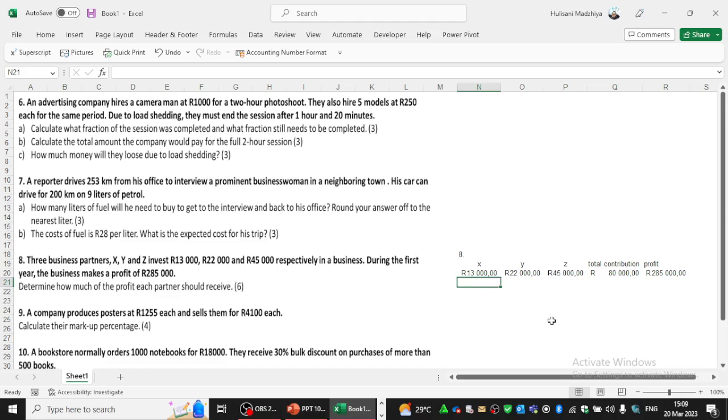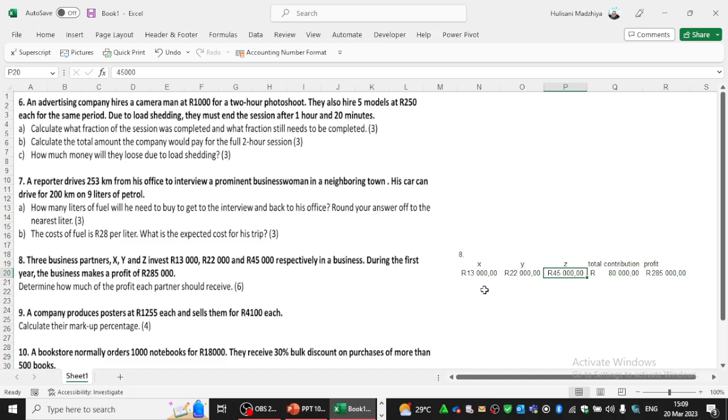So if we were to put this as a ratio, we'll say this guy's share of profit would be 13. If the profit was to be 80,000, this guy will have a share of 13,000, this guy will have a share of 22,000, and this guy will have a share of 45,000 based on their contribution. But this time the profit is 285,000, which is above what they contributed.